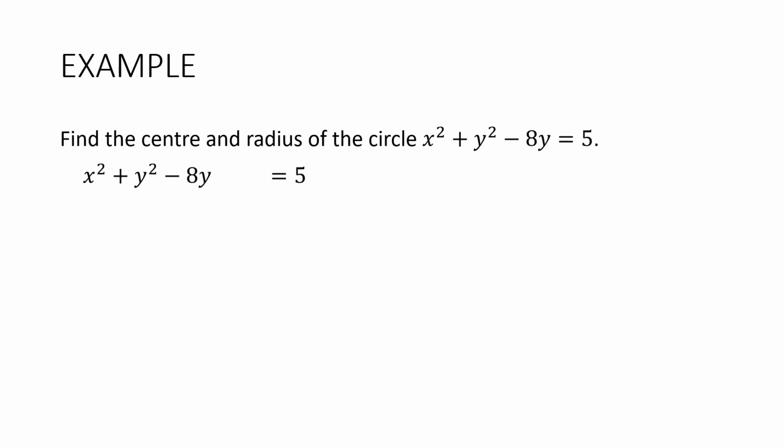So let's put a gap, look at the coefficient of y, which is 8, and we want to halve it, square it. So half of 8 is 4, 4 squared is 16. Whatever we do to one side, we need to do to the other. Okay, so this is just going to be x squared. This will be y minus 4 all squared, and this is going to be 21. Okay, let's get the center. It's going to be 0, 4, and the radius is going to be the square root of 21.